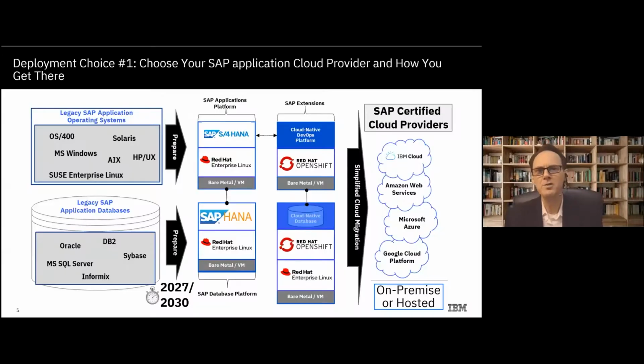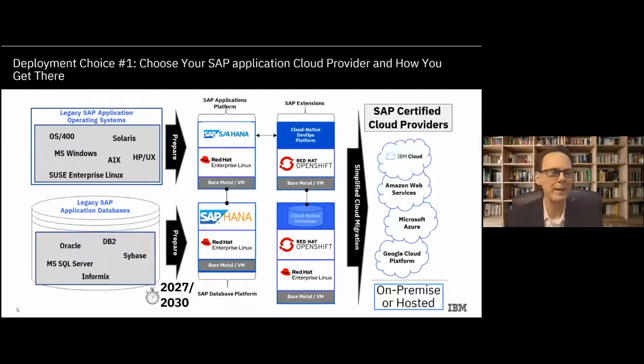So the first deployment choice, right? Deployment choice number one is choosing your application cloud provider. Obviously we can still run SAP on-premise or in a hosted environment. But if you're not going to run on-premise, and you're going to run in the cloud, then the first thing that you have to do is choose which cloud is the best cloud for your needs.